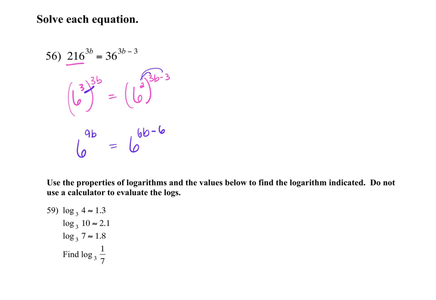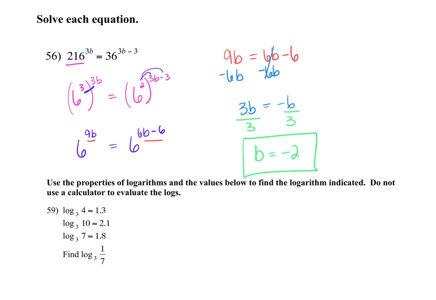All right. Once you have your bases exactly the same, these exponents equal each other. And that's how I'm going to solve for that variable. I'm going to say, well, then 9b has to equal 6b minus 6. And now I have a really easy problem to solve. I'm going to subtract my 6b. I get 3b equals negative 6, and then I'm going to divide by 3. b equals negative 2. And that is my answer.